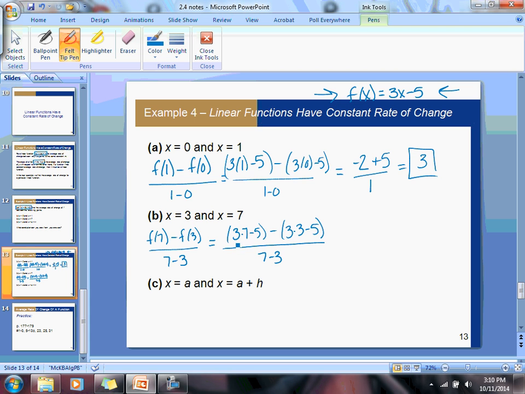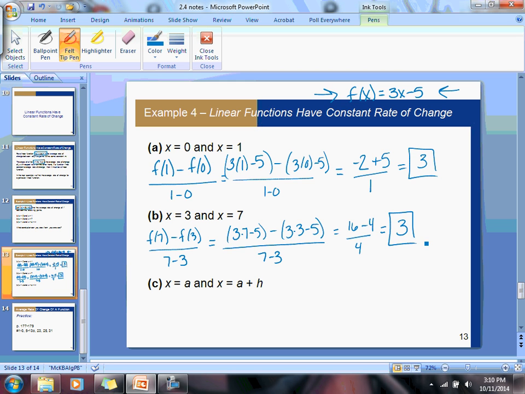So 3 times 7, that's 21, minus 5 is going to be 16. 3 times 3 is 9, minus 5 is going to be 4. And 7 minus 3 is 4. So 16 minus 4 divided by 4, that's going to get us 3.